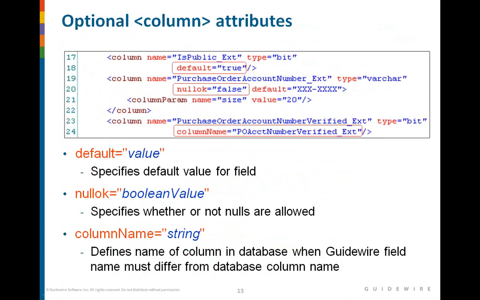Optional column attributes are also there. You can see default, null okay, column name. Let's take default. If you give a default, and the user forgets to enter the information in the user interface, the column will be updated with the default value directly. Use public extension is of type bit. If the default is equal to true, then if the user forgets to enter the information or to select yes or no, it will at least be stored as true.